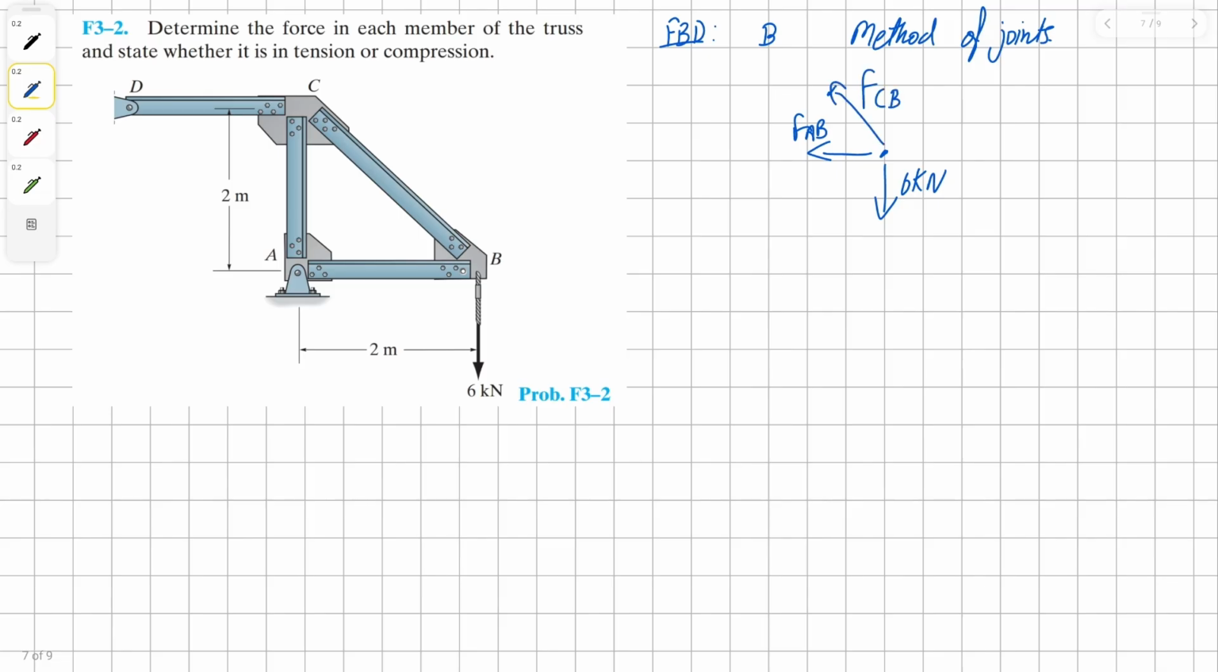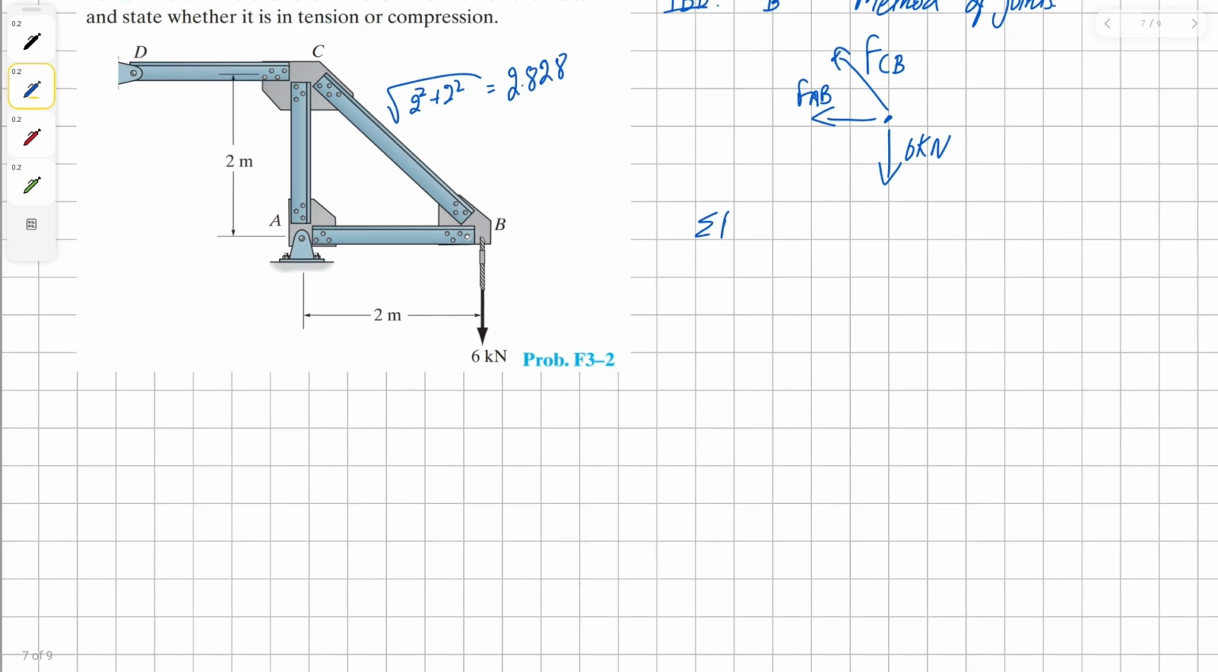So let's find the value first of all. Our length for the member CB is going to be the square root of 2 squared plus 2 squared. It's going to be square root of 8, which comes up to be 2.828. Now let's sum the forces in Y direction. We have negative 6 kilonewtons. We have positive 2 over 2.828 times the force CB, all equals to 0. Solving for force CB, we get our solution as 8.485 kilonewton, and this member is in tension.